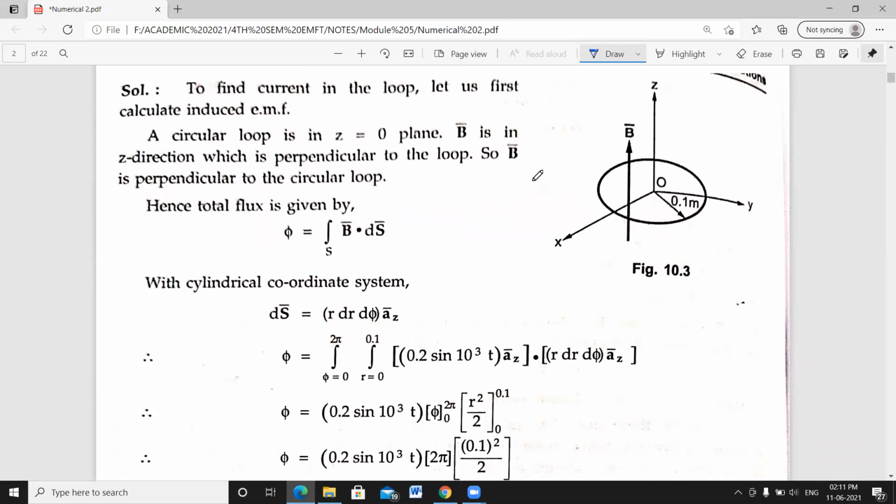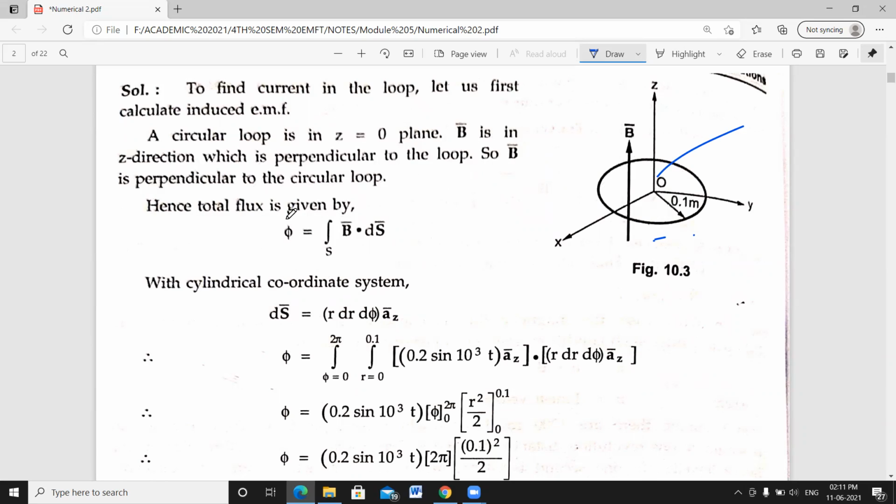This is our loop, a current loop, having magnetic flux density B in this direction, and the radius is 0.1 meter. To find the current in the loop, let us first calculate the EMF in the loop. The circular loop lies in the z = 0 plane. B is in the z direction, which is perpendicular to the loop, as you can see in the figure. So B is perpendicular to the circular loop.